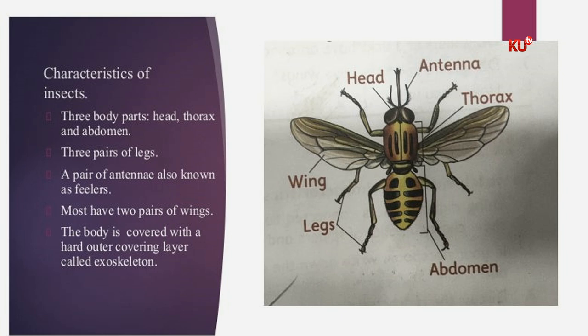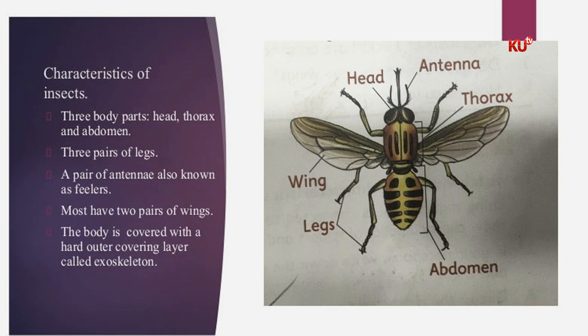Then we have the middle part of an insect, which is called the thorax. Then the last part is the abdomen. So an insect is divided into 3 parts: the head, the thorax, and the abdomen.